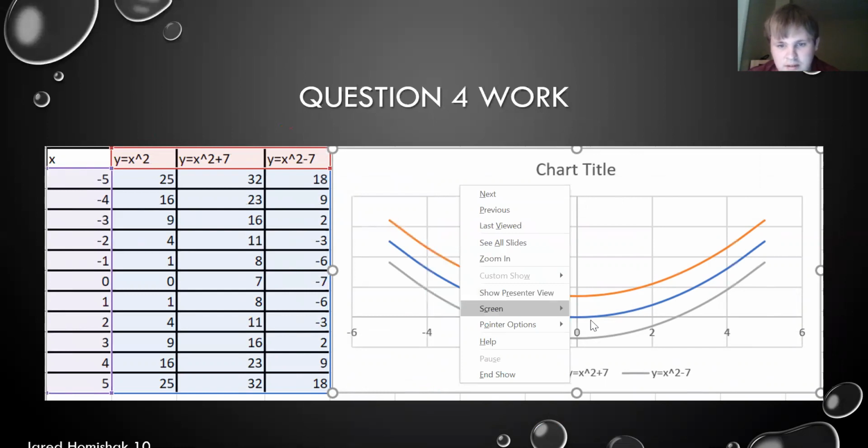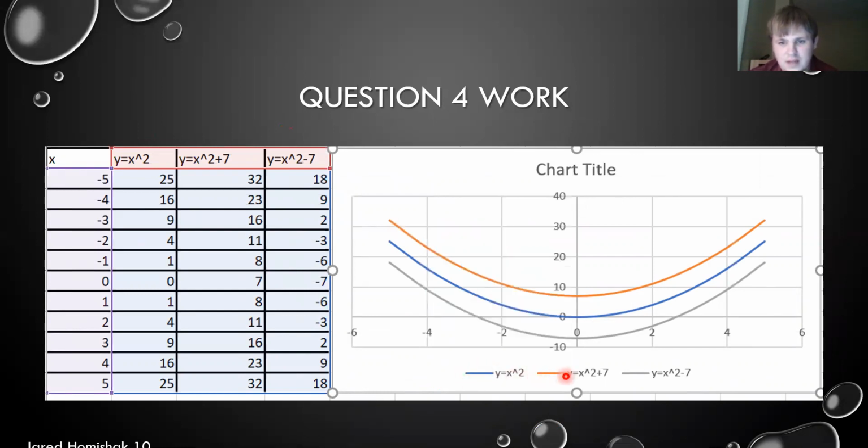Y is equivalent to x squared. Y is equivalent to x squared plus 7. And then y is equivalent to x squared minus 7. Your goal is to graph this and then compare the 3 graphs, see how they relate. The best way to do it is just plug in the formula, give it an x value, and fill out your formula.